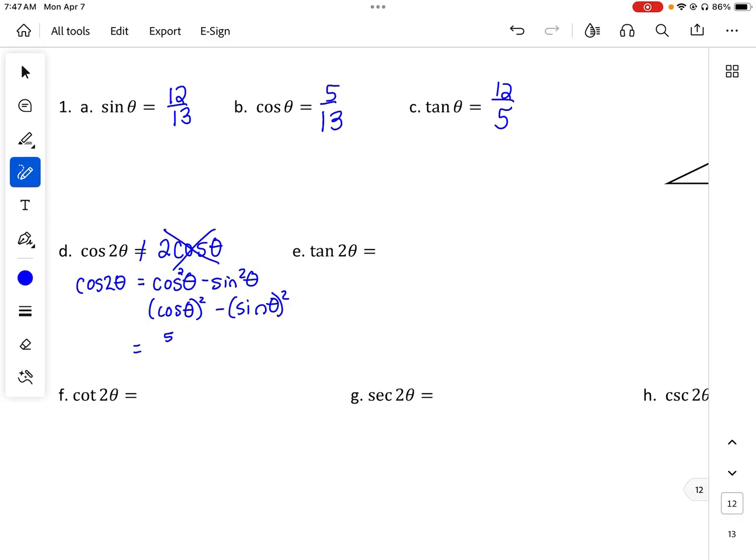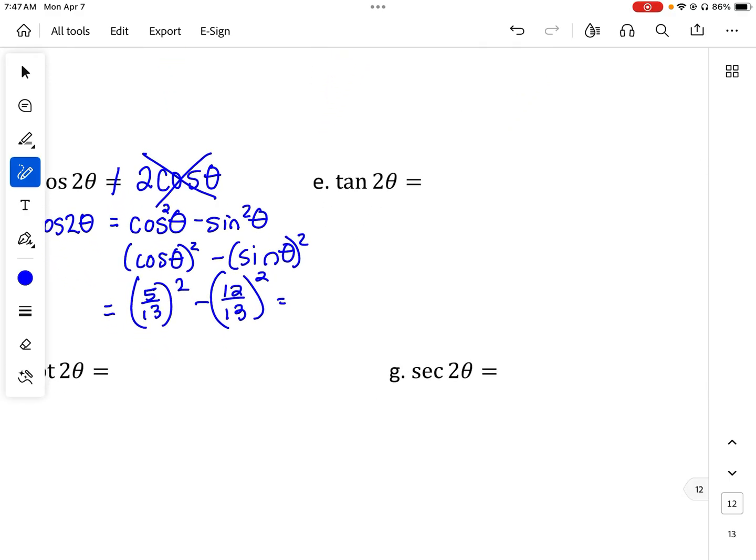All right, we've already found cosine theta, that's 5 over 13, so we're going to square it, minus sine theta squared, and we already have sine theta as well. Let's do the work. 5 squared is 25. They're both going to have 13 squared on the denominator, so I'm going to go ahead and do this. Minus 12 squared, so minus the 144. I subtract them, I get negative 119 over 169. So that is the exact value.